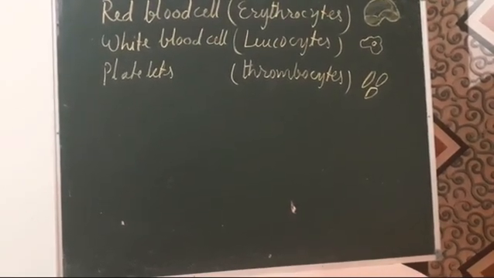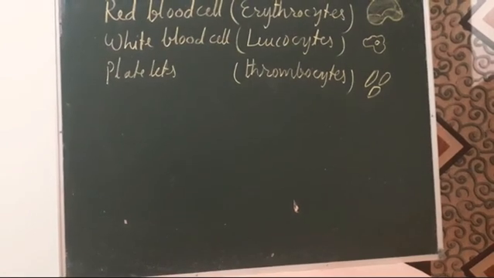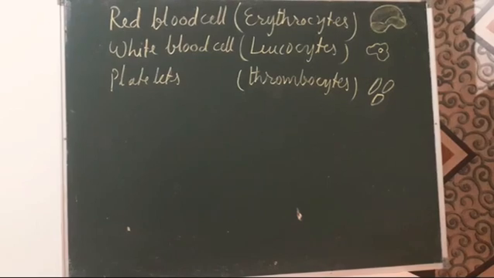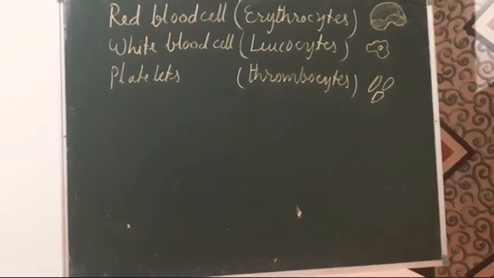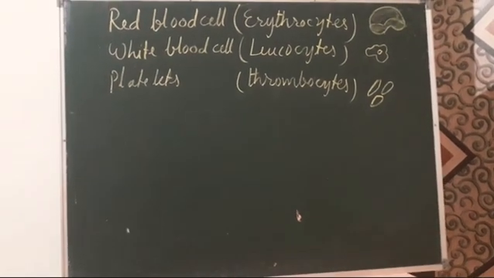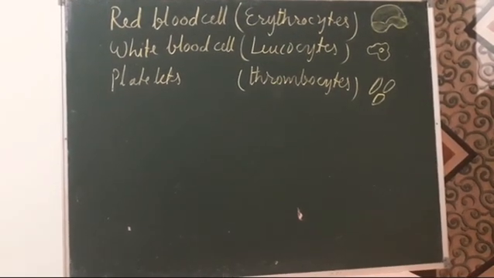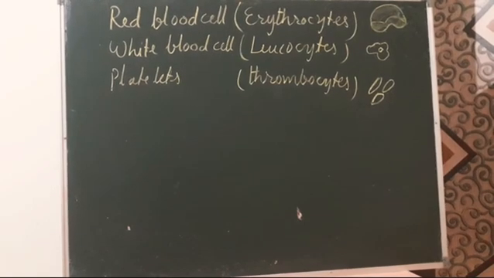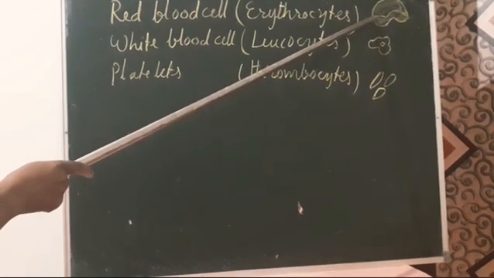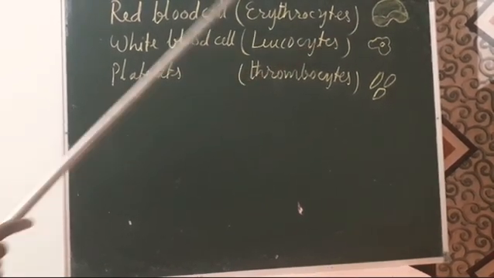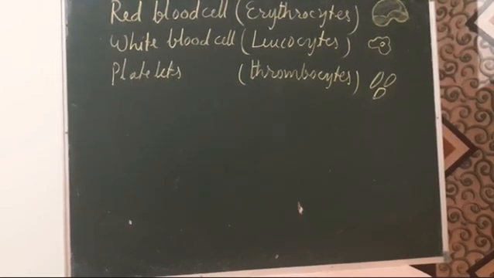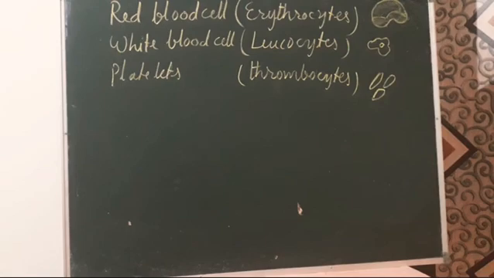Red blood cells, the oxygen carrier. These are minute biconcave disc-like structures, flat in the center and thick at the periphery. So sometimes you will be asked the question, what is the structure of the RBCs, red blood cells? So you have to write there: biconcave disc-like, thick at the periphery.